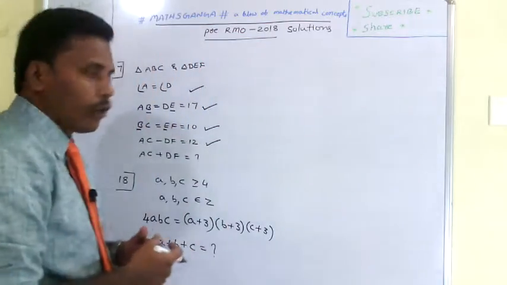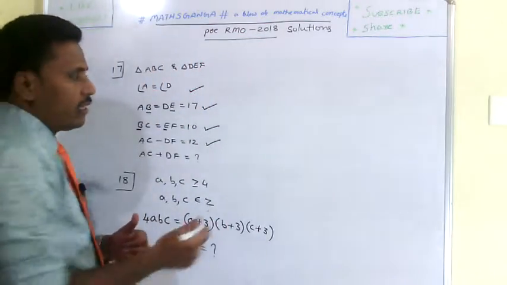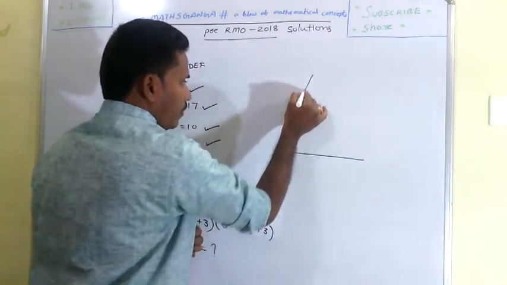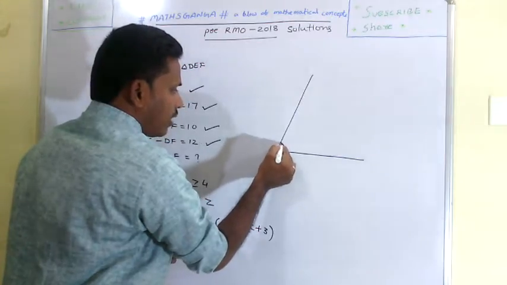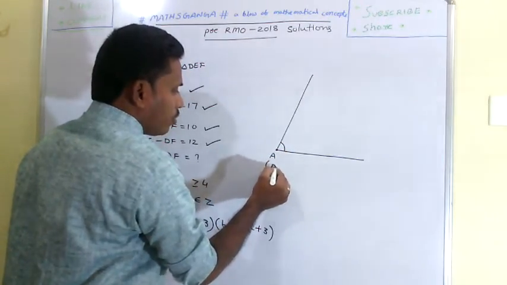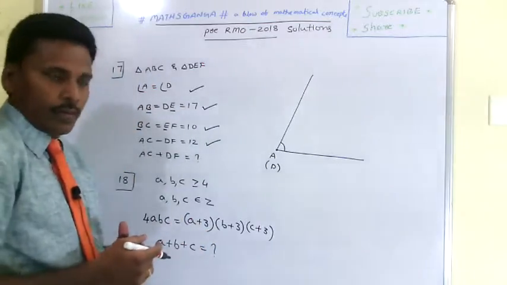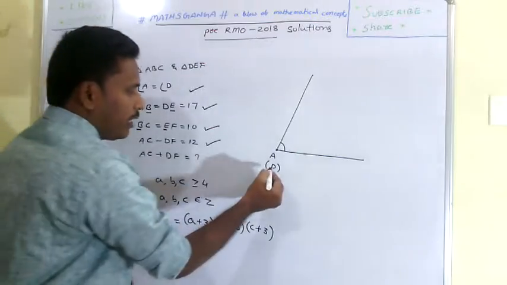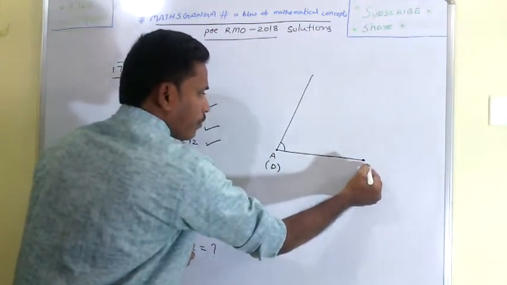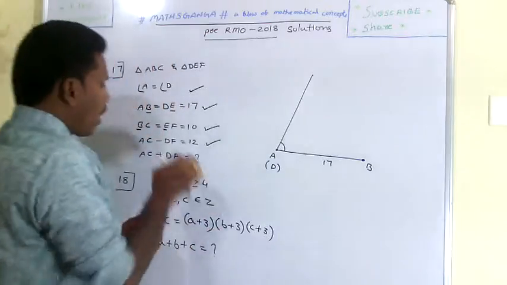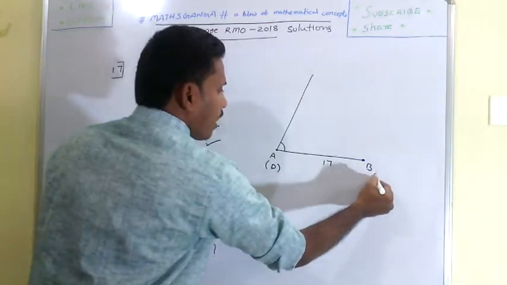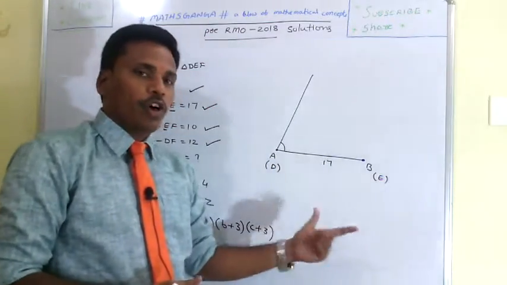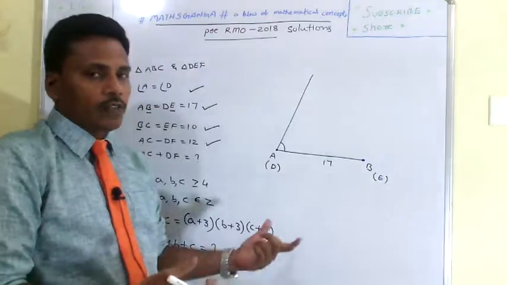So what I am going to do is, since angle A equals angle D, initially we just take an angle. This angle is both A and D as well, so this point may be A or may be D. They mentioned that AB equals DE equals 17. So take a point B here such that this length is 17. Also DE is 17, so you also mark it as B. We call this point either A or D, and the length AB and DE as well is 17.